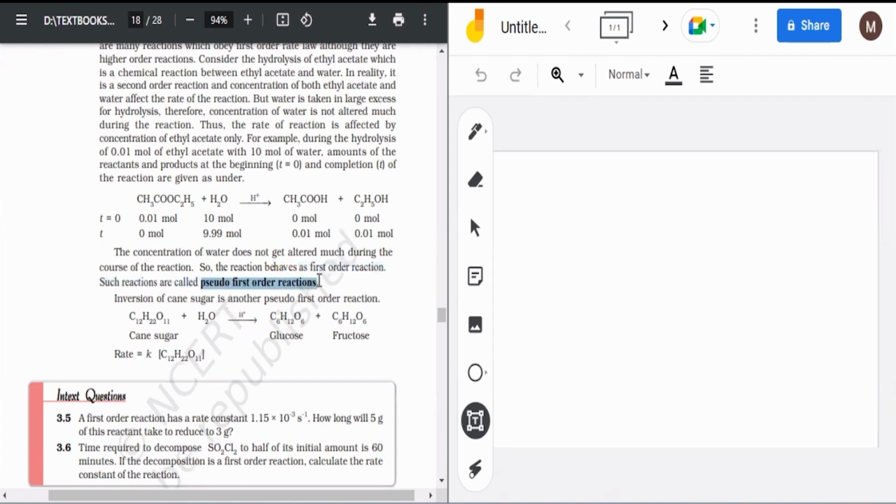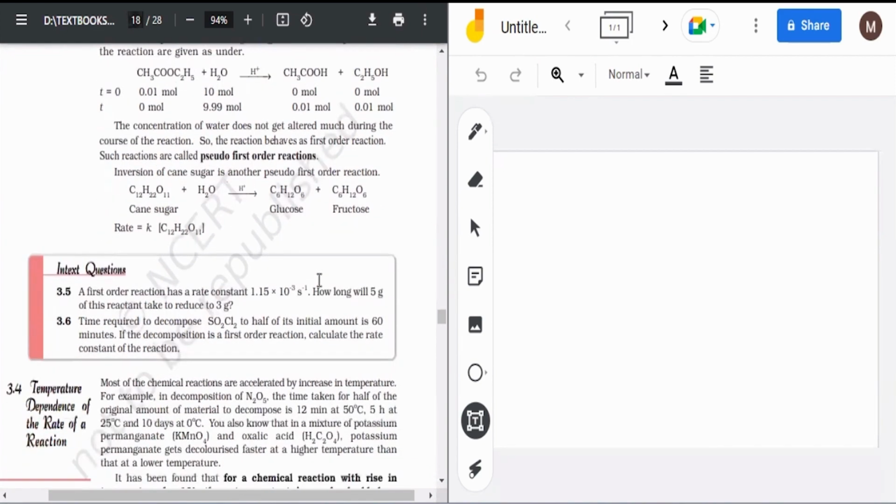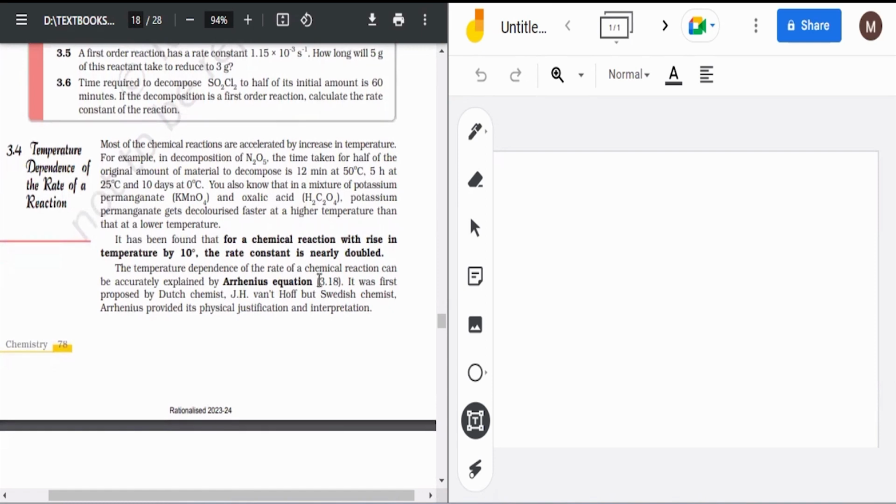In the similar way, we can define pseudo second order and pseudo third order reactions, but this thing is not much important. So if you want, you can skip that. Now coming to temperature dependence of rate of reactions. This is a statement you can learn. For a chemical reaction with rise in temperature by 10 degrees, the rate constant is nearly doubled. मतलब जैसे ही अपन लोग टेम्परेचर को 10 डिग्री सेल्सियस से राइज करते हैं, जो रेट कांस्टेंट होता है वो नियरली डबल हो जाता है.